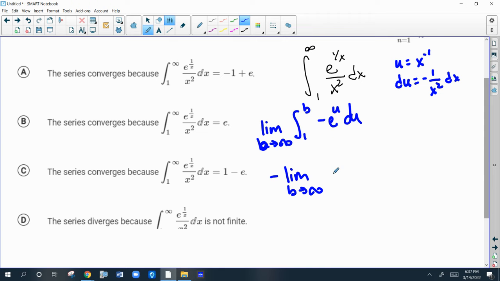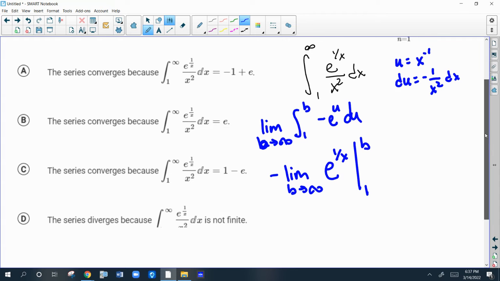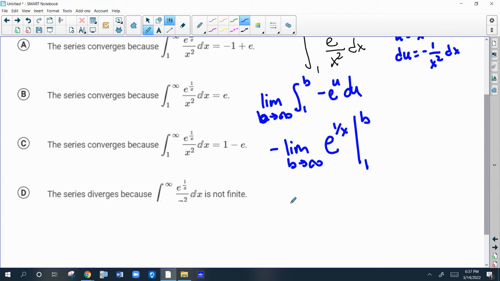So I'm keeping my limits in terms of x. So I want to make this e to the 1 over x, and we're evaluating from 1 to b. And this is a multiple choice question, so you can do this much quicker. You don't have to show all the limits and stuff like that.